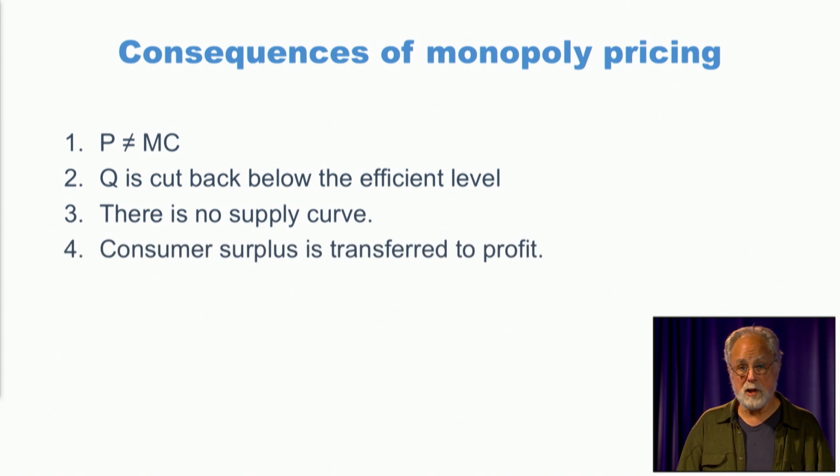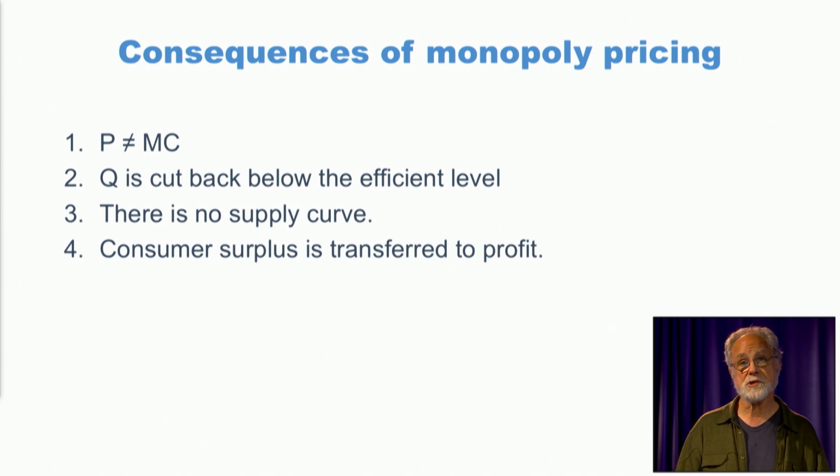Consumer surplus. This is huge. Consumer surplus, which is the extra benefit consumers get over and above the price they pay, is much less in a monopoly, and much of that difference is transferred to producers in the form of extra monopoly profit. So it represents a gain of the monopolist at the expense of the consumer.